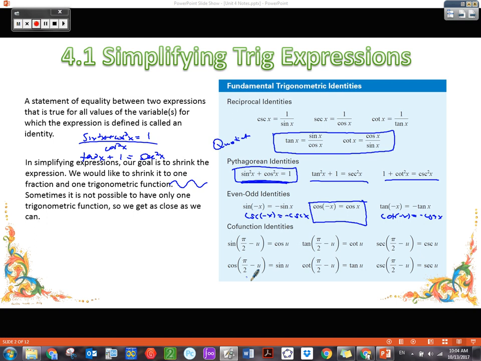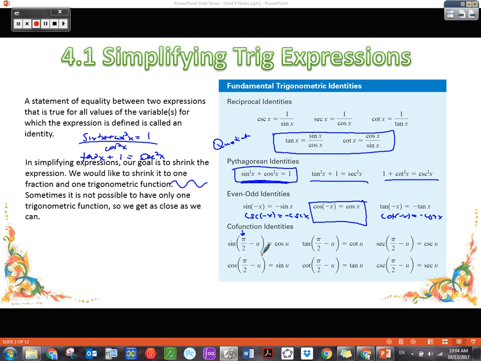On cosine, you do this phase shift, you get sine. Notice that the pi over 2 is in the front. That's going to be important to us because later they're going to mix them up, and it'll be either in the front or the back of these two terms right here. So those are cofunction identities, and those are the ones we're going to start out with. Any questions so far?